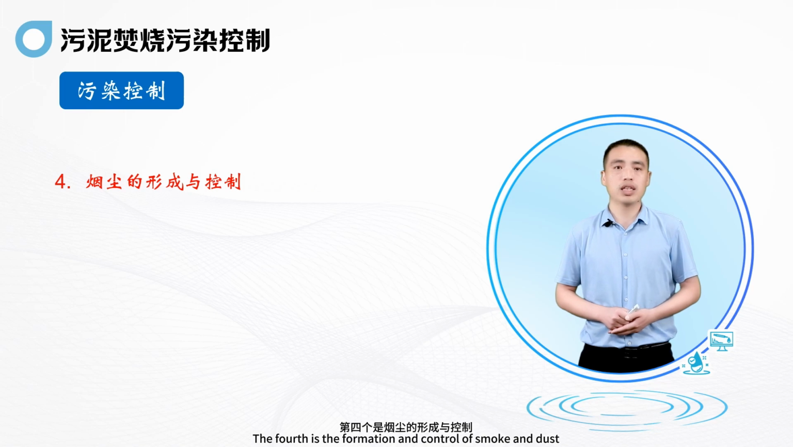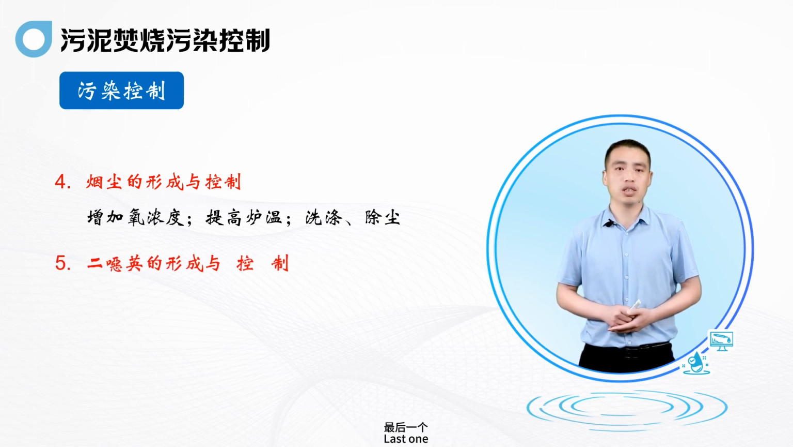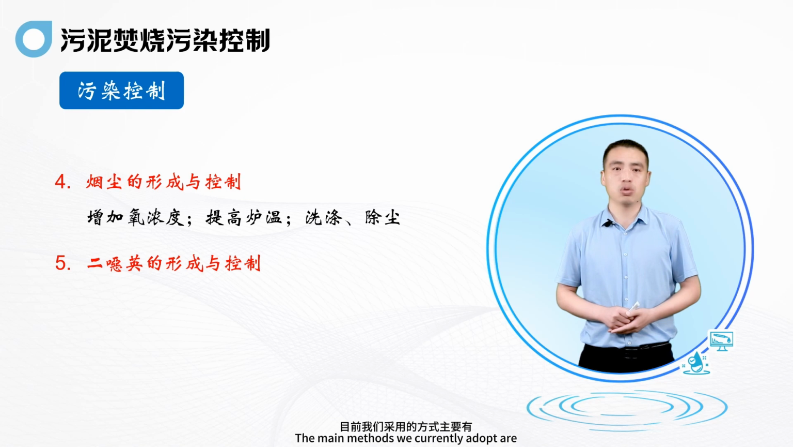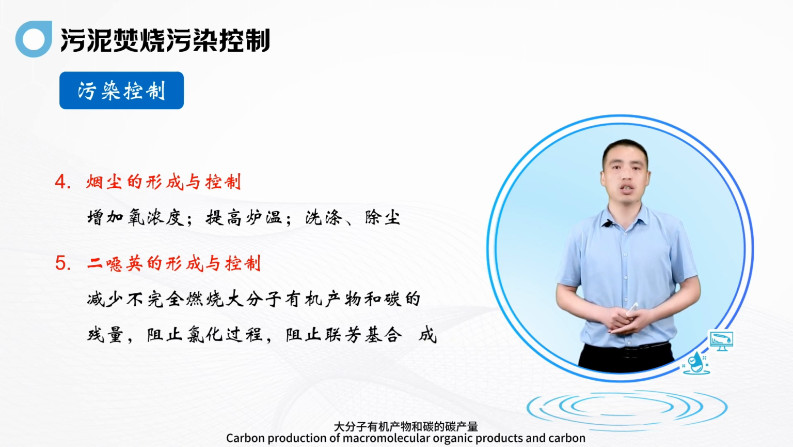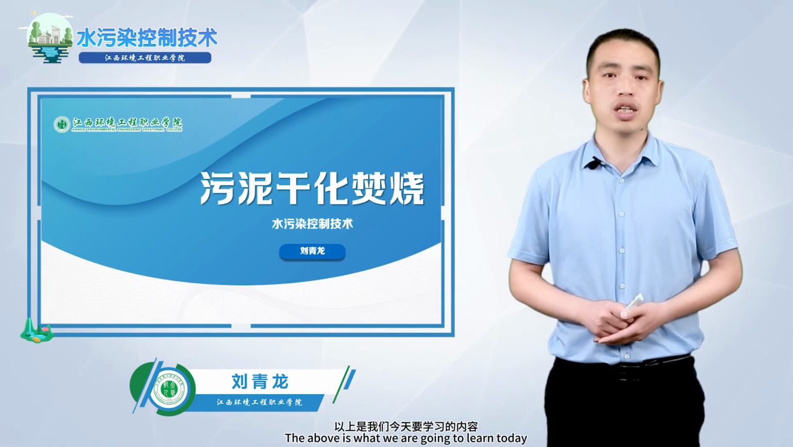The fourth is the formation and control of smoke and dust. For smoke and dust, we mainly need to consider increasing the concentration of oxygen, raising the furnace temperature, and controlling them through washing and dust removal. The last one is also the most difficult problem we are facing right now: control of dioxins. The main methods we currently adopt are: reducing incomplete combustion, reducing the production of macromolecular organic products and carbon, stopping the chlorination process, and preventing the synthesis of aryl groups, to control dioxins. The above is what we are going to learn today. Thank you.